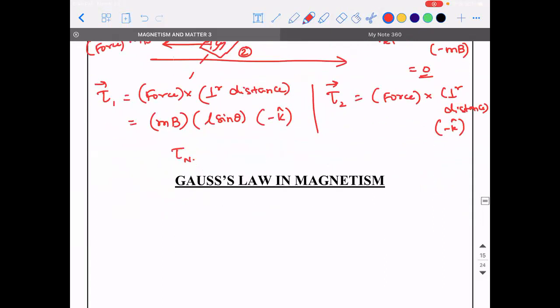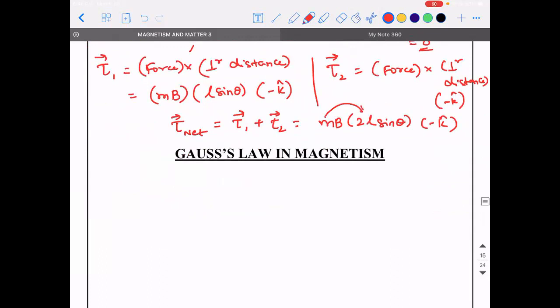So what is going to be the net torque acting on the magnet? It will be mB into 2l sin theta, acting in the direction of minus k cap. So what is small m into 2l? That is capital M, and B is B only, into sin theta. So capital MB sin theta is the torque experienced by a magnetic dipole placed in an external magnetic field.